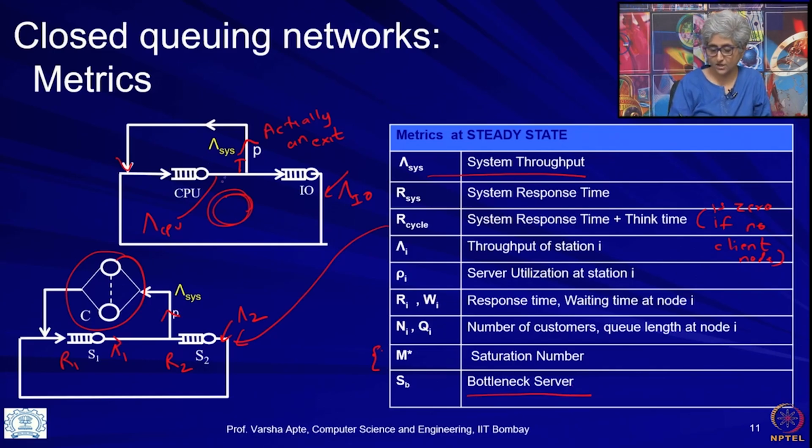Okay. M star here, the saturation number over here, is going to be the maximum number of requests such that one of these nodes shows full utilization, and M star is actually clearly defined for queuing networks with explicit client node. Yeah, so these are the two kinds. We always have to remember that one of these does not have a client node. So, any metric or calculation that has to do with think time does not apply to this queuing network.